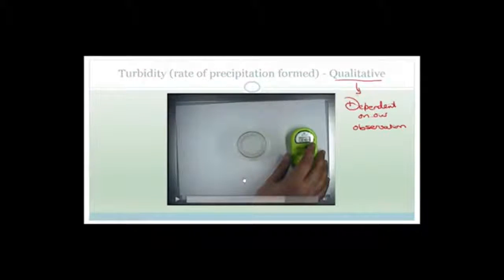Now, okay, but somebody else might think that it's gone a little bit before or a little bit after. And then on top of that, we have to obviously quick the timer, or watch the timer. So it is unfortunately a qualitative measurement.